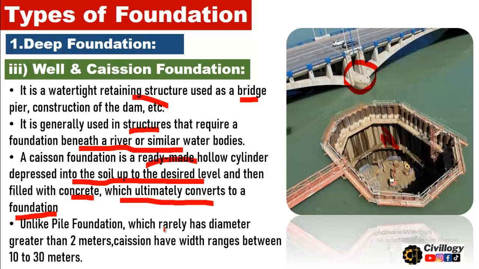Unlike pile foundation, which rarely has a diameter greater than 2 meters, caissons have widths ranging between 10 to 30 meters.